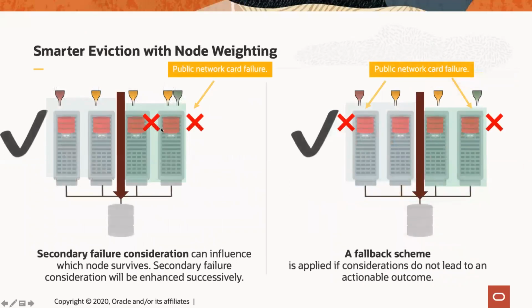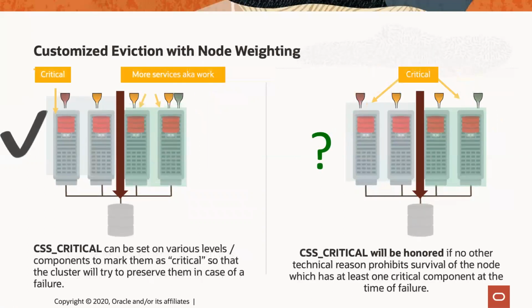We also have additional checks. For example, even if on the right-hand side we have more services, if there's a public network failure on both these nodes, then what's the point? Therefore, we would keep the left-hand side nodes in the cluster and evict the right-hand side guys. In case there is an equal number and then we have a public network card failure, we don't know what else we can do. We will fall back to the original scheme, which is to keep the lowest node number in the cluster.